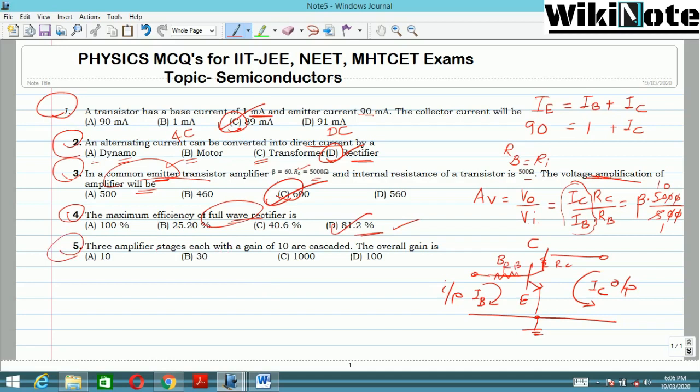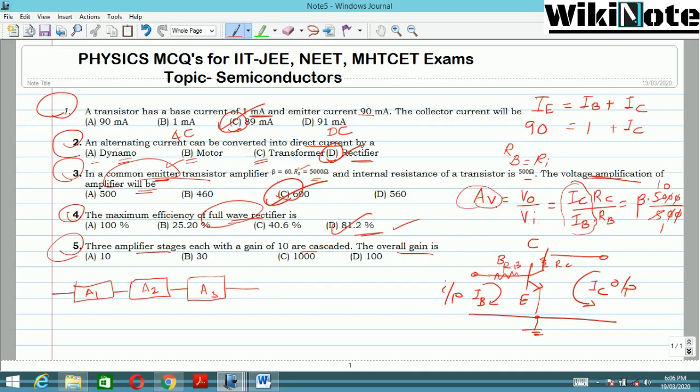Question number 5, 3 amplifier stages each with a gain of 10 are cascaded. So always keep in mind, I do have 3 amplifiers. Suppose amplifier 1, cascading means they are connected in series. So A1, A2 and A3, one after another, and the overall gain is asked. So guys, keep in mind, we have seen the voltage amplification factor in the recent numerical.